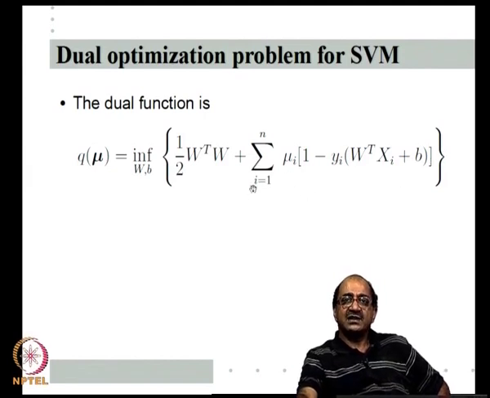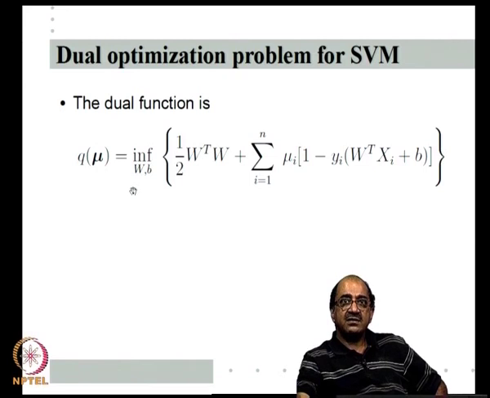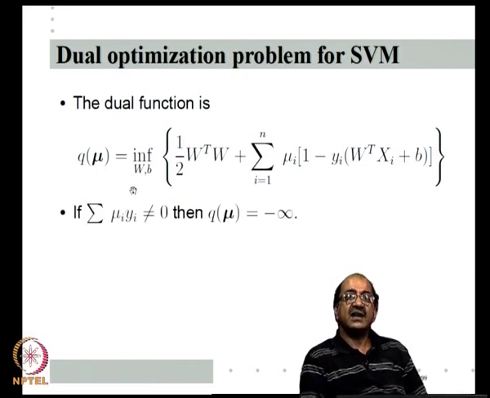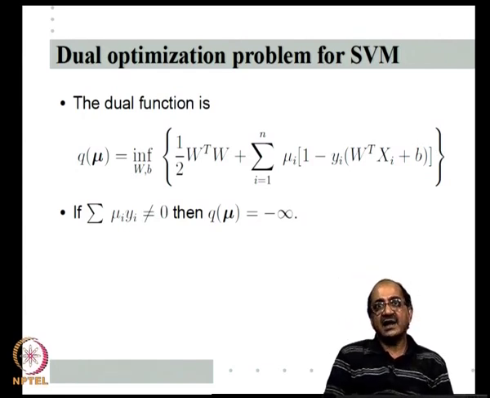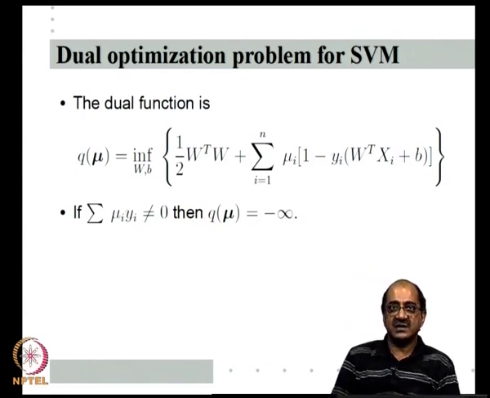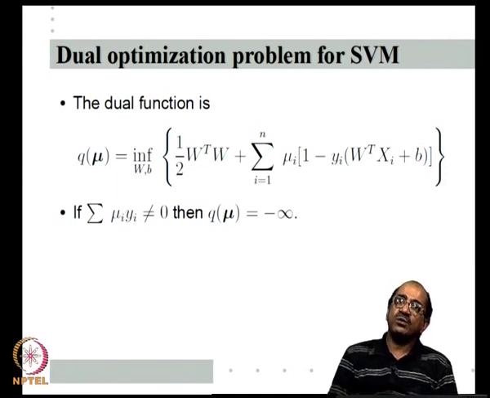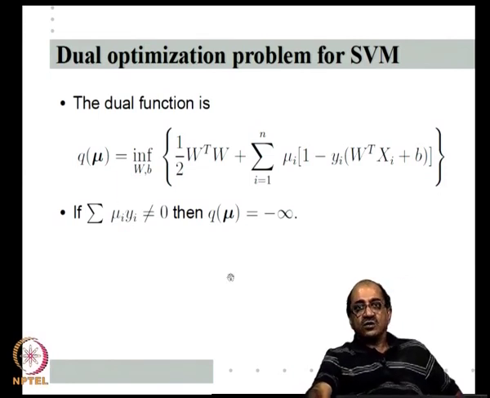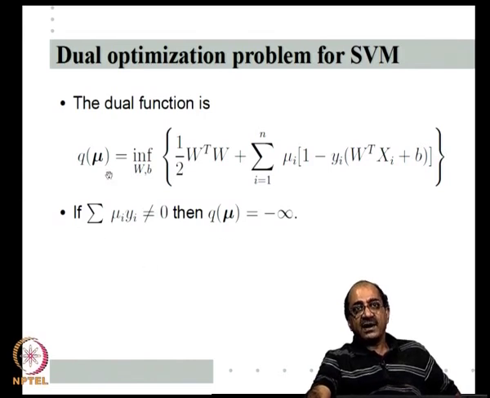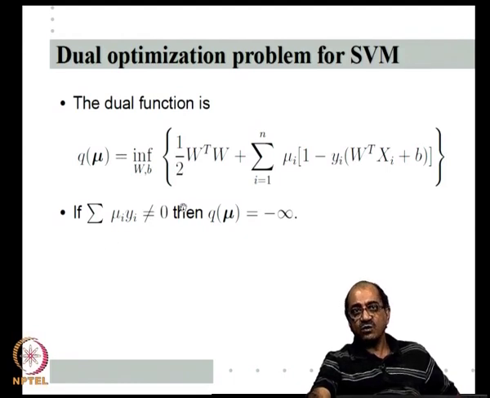So, there is a term here, that is b times summation i equals 1 to n of mu_i y_i. Now, I am finding the infimum with respect to b. If summation mu_i y_i is not equal to 0, then the infimum with respect to b is minus infinity. I can take b to be sufficiently large, positive or negative as the case may be, to keep decreasing q(mu). So, for a given mu, I am finding the value of q at that mu. If summation mu_i y_i is not equal to 0, then for that mu the value of q(mu) will be minus infinity, because the infimum is minus infinity.